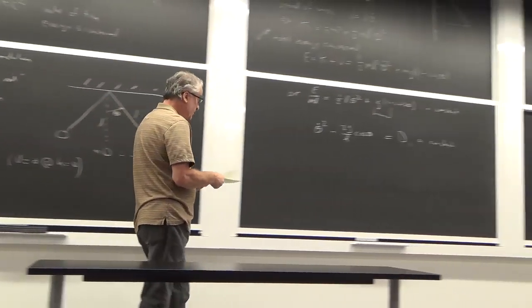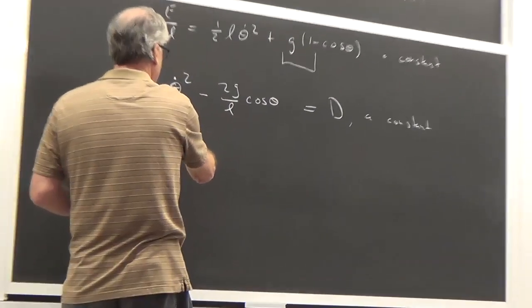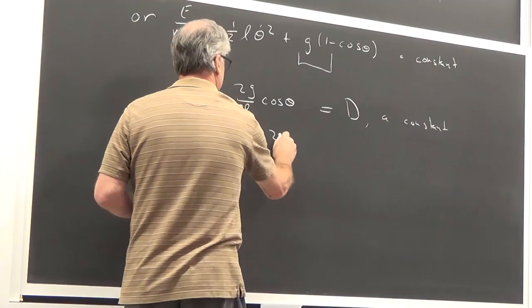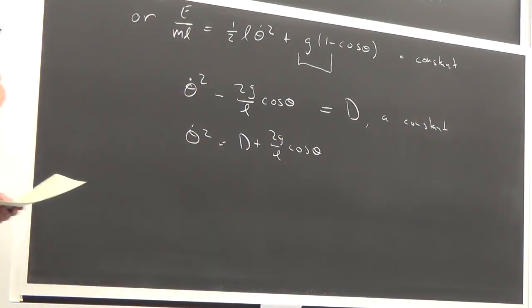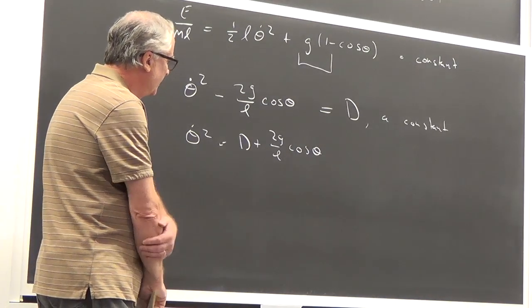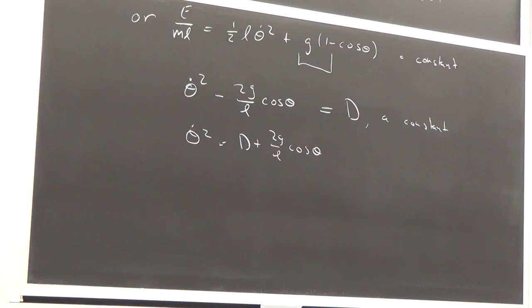Let's see. The differential equation plus 2g over L theta. Well, that didn't help me a whole lot. I just rewrote the thing in the order. It looks kind of hard to do. It's not linear. Our motion is not linear.